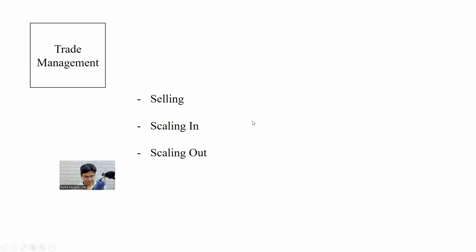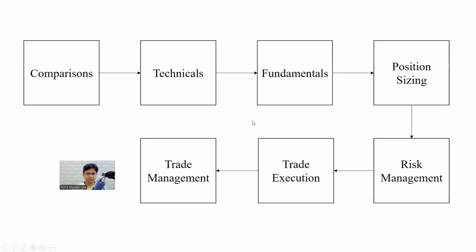Okay. Then scaling in, scaling out. Scaling in means buying more of a stock that you already own, which is called pyramiding. Scaling out means as the stock goes up, you start selling partially, okay, to capture more and more gains. Okay. So this is the 7-step process that I will teach you in this video course.